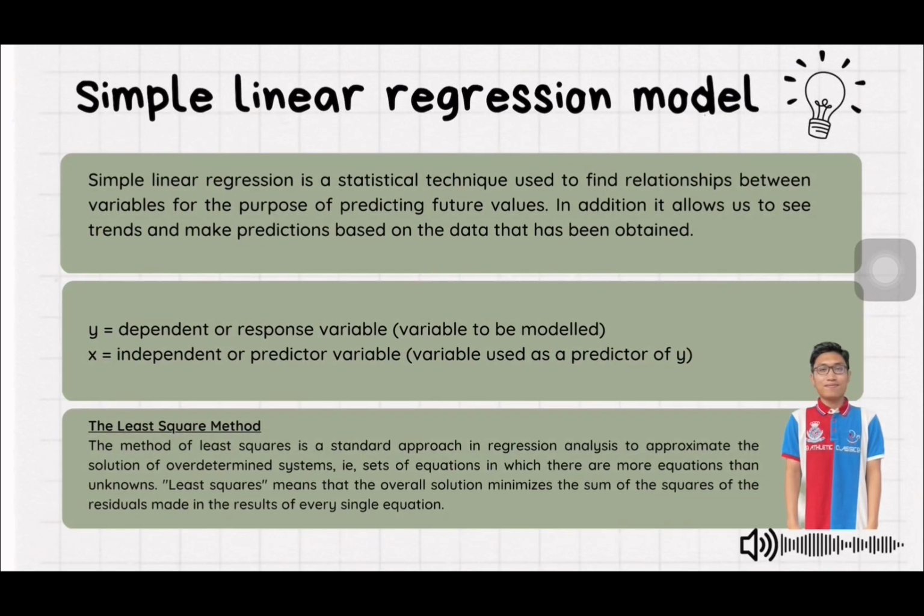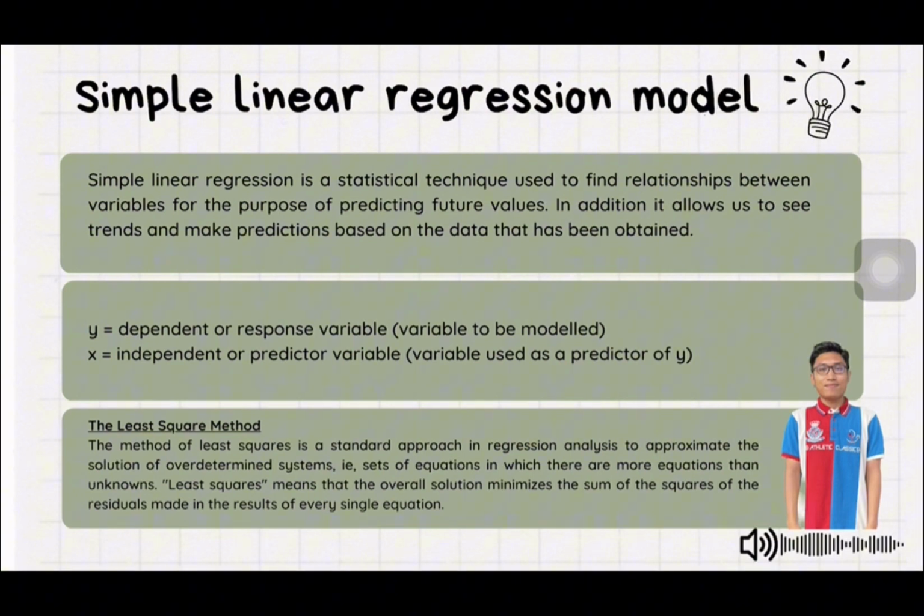Simple linear regression model. Simple linear regression is a statistical technique used to find relationships between variables for the purpose of predicting future values. In addition, it allows us to see trends and make predictions based on the data that has been obtained. Y is denoted as the dependent or response variable to be modeled, and X is denoted as the independent or predictor variable used as a predictor of Y.